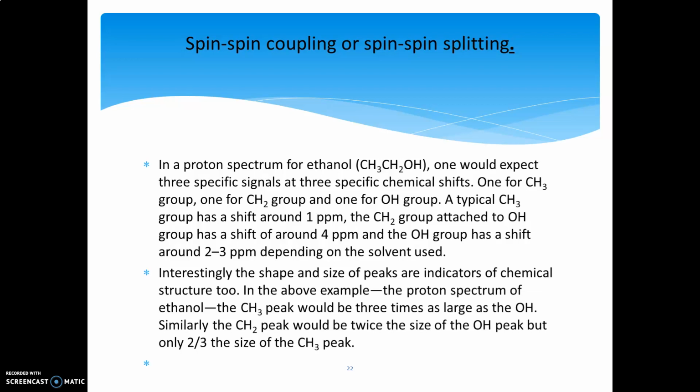Interestingly, the shape and size of peaks are indicators of chemical structures too. In the above example, the proton spectrum of ethanol, the CH3 peak would be 3 times as large as OH. Similarly, the CH2 peak would be twice the size of the OH peak, but only 2/3 the size of the CH3 peak.